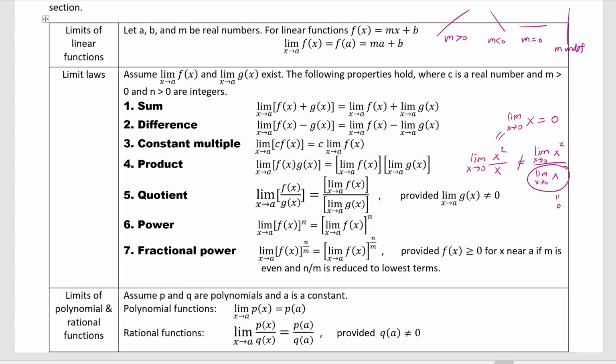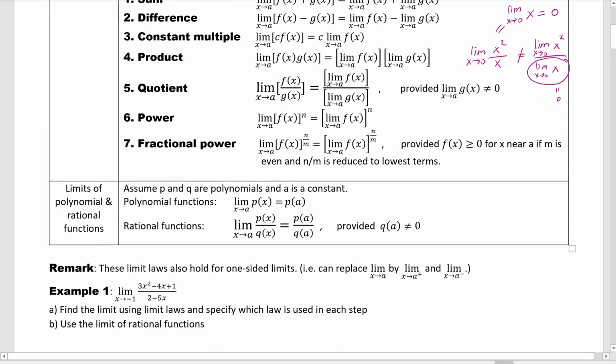Next, we have the power law. For the limit of a power, we can move the limit inside of the power. For a fractional power, we have to be very careful because we also need to require f of x to be greater than or equal to 0. Think about it: if m is 2, then the power 1/2 is a square root, and you require the thing inside the square root to be greater than or equal to 0.